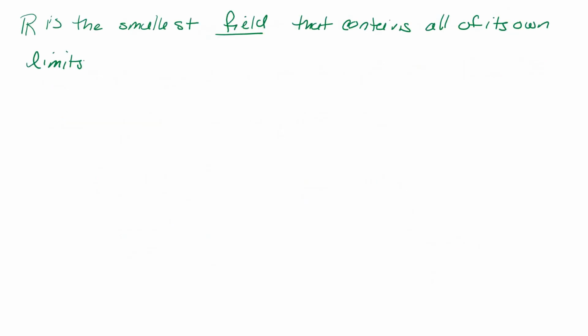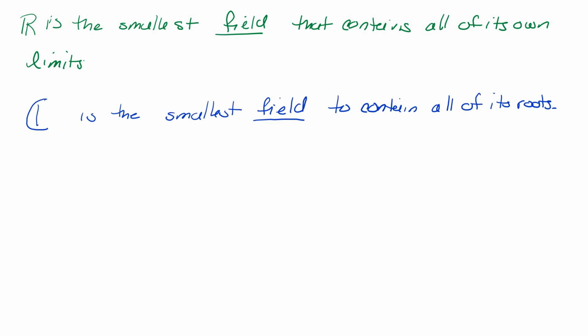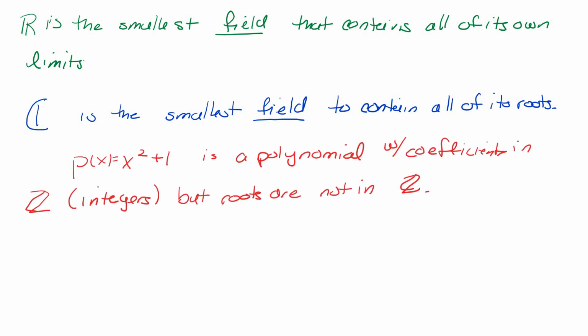R is the smallest field that contains all of its own limits. That's what it is. C is the smallest field to contain all of its roots. x squared plus 1 is a polynomial with coefficients in the integers. That's a pretty simple thing to write down, but its roots are not in Z. Z is the integers.